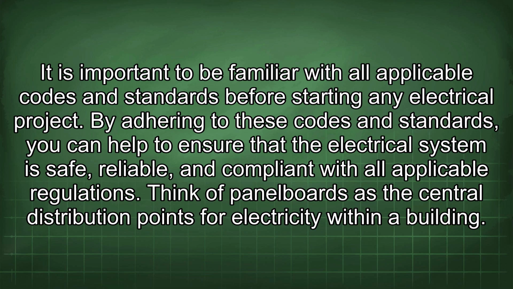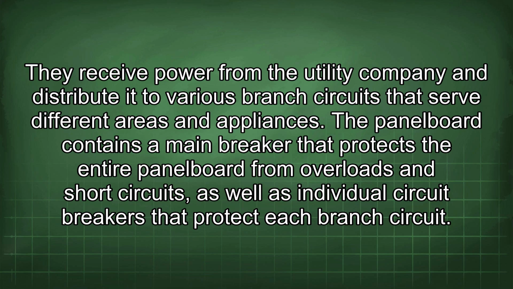Think of panel boards as the central distribution points for electricity within a building. They receive power from the utility company and distribute it to various branch circuits that serve different areas and appliances. The panel board contains a main breaker that protects the entire panel board from overloads and short circuits, as well as individual circuit breakers that protect each branch circuit.